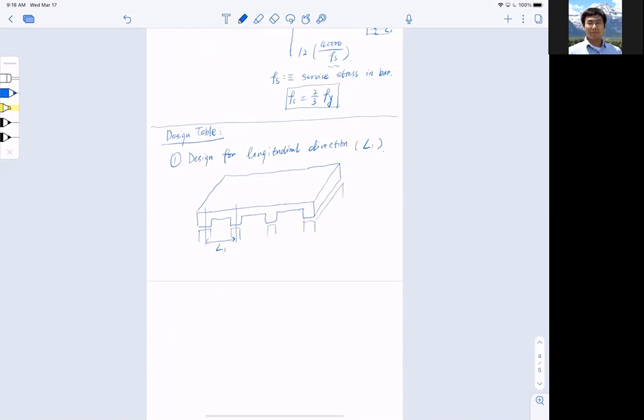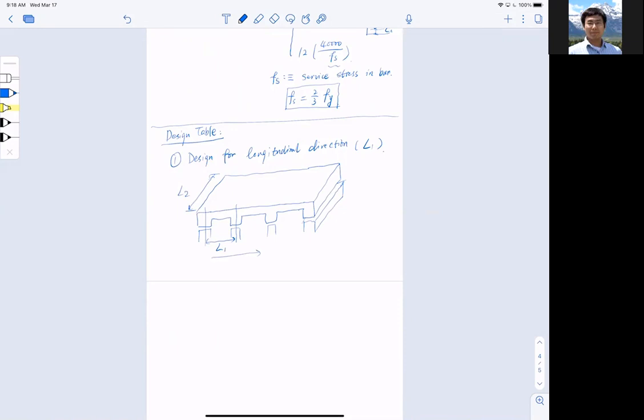Something, or this is more like a wall to support it. And so this is L1 direction, and this is L2 direction, okay? And you know that this is the bending direction. So in terms of reinforcement, I want you to think of it this way.